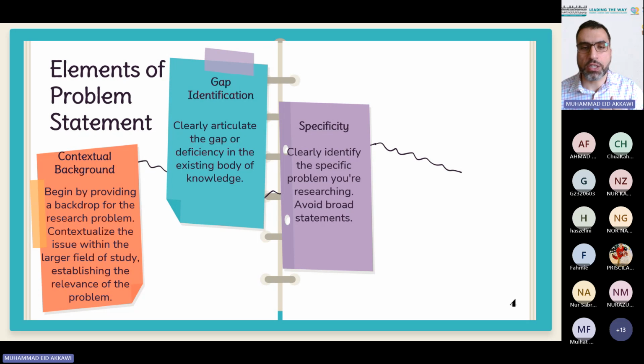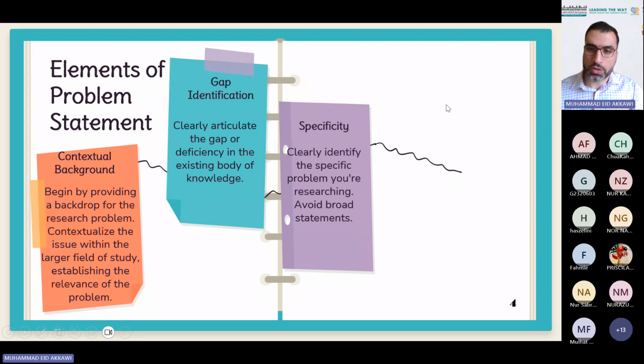Also, specificity: you need to be very specific about your problem. If you are trying to find an issue related to antibiotic resistance, for example, you need to be very specific about whether you are going to check for the resistance in any specific population or any specific area. This will later tell the readers about your objectives, about the goal of your study.